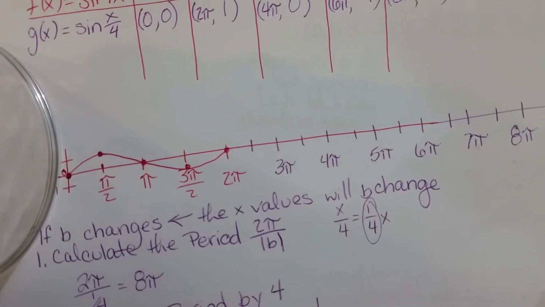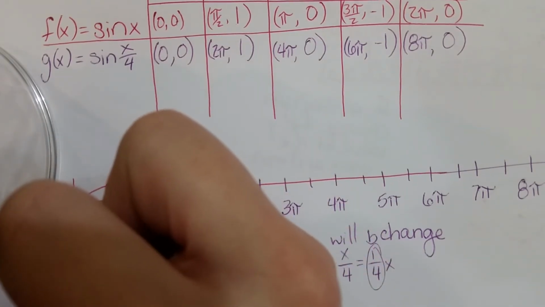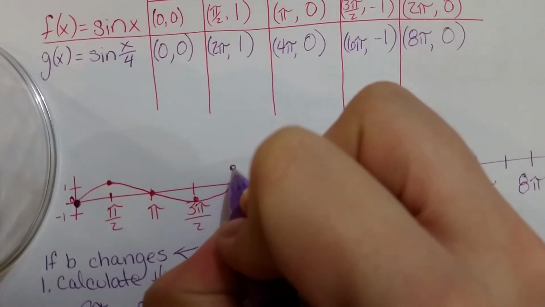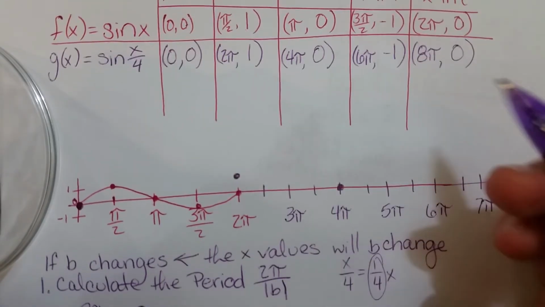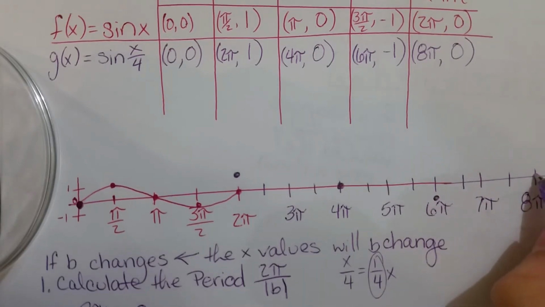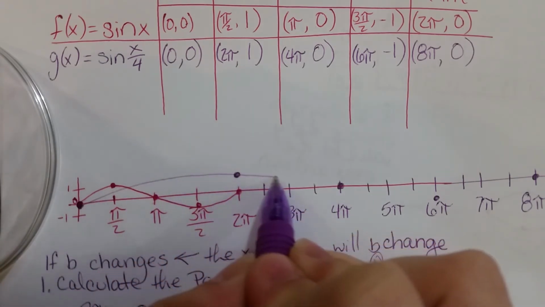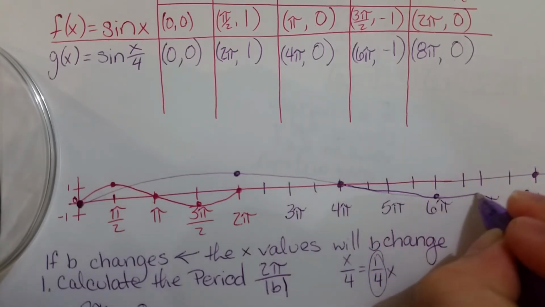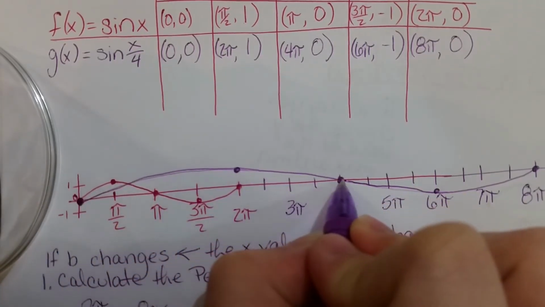Okay, so (0, 0) is a point. (2π, 1) is a point. (4π, 0) is a point. (6π, -1). And then 8π, back to the starting point. So basically your graph has been horizontally very stretched. Okay?